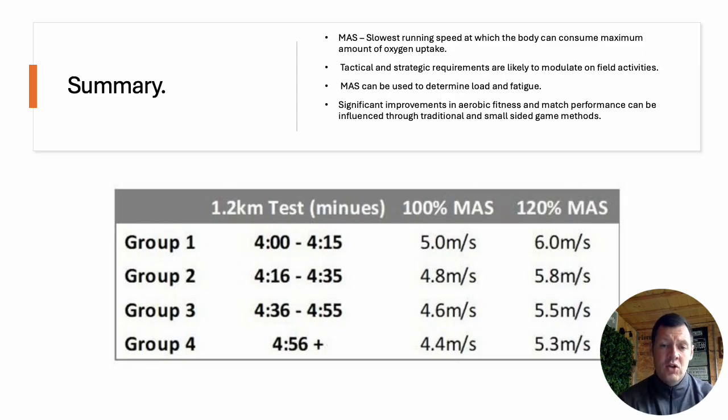And then what I've done here is just highlighted a few groups. So you've got groups in minutes, so 4 to 4:15 would be a fast group, 4:16 to 4:35 would be medium, group 3 would be 4:36 to 4:55, group 4, 4:56 plus. This is on professional players, and then it's worked out your 100% MAS, 120% MAS from there.